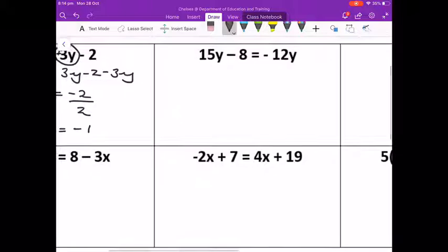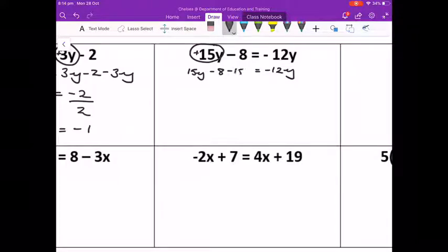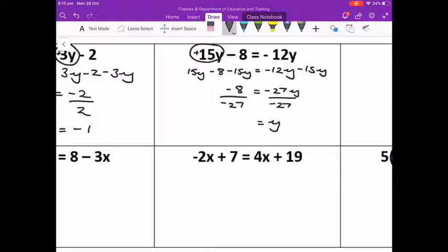Let's have a look at the next one. 15y take 8 equals negative 12y. What we're going to do is write the equation down, and then decide what's going to go. Now you can notice we have a y on the right hand side and on the left. I'm going to get that positive 15y, and take 15y from both sides. 15y take 15y equals 0, leaving negative 8, and negative 12 take 15 is negative 27y. Again, we're going to divide by negative 27 because we want a positive value for y. Now negative 8 divided by negative 27 gives us 0.296. I'm going to go with 0.3 rounded.